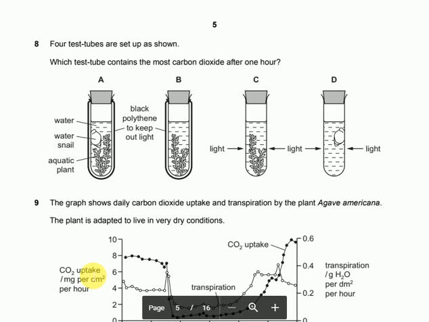The snail will be able to live in D, but the aquatic plant would not be able to photosynthesize, so it won't give out oxygen as there is no sunlight. And it's A. It's probably A because the plant will also start respirating, I guess.